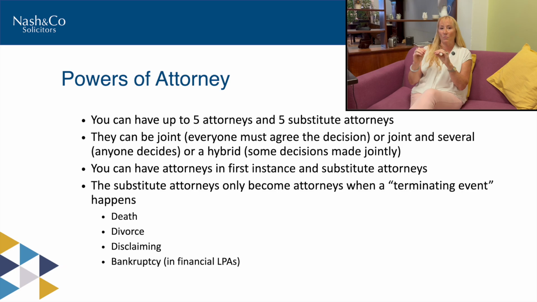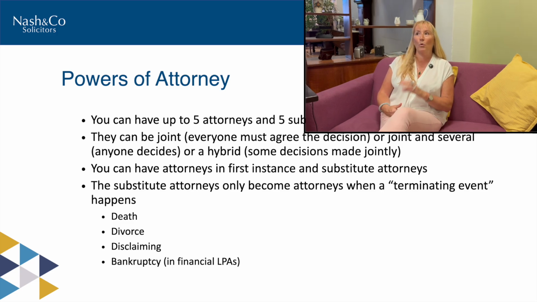There is also a hybrid, so there's a box in the form for if you want to do something slightly different, where some really big important decisions you want to be made jointly, and other smaller decisions can be made joint and several, and that's fine. There is a special box for that. What you need to be very clear about is which decisions are being made jointly. That might be the sale of your property or life-sustaining treatment decisions. But it could be anything you want. Any transaction over £5,000 or £10,000 requires joint approval of your attorneys.